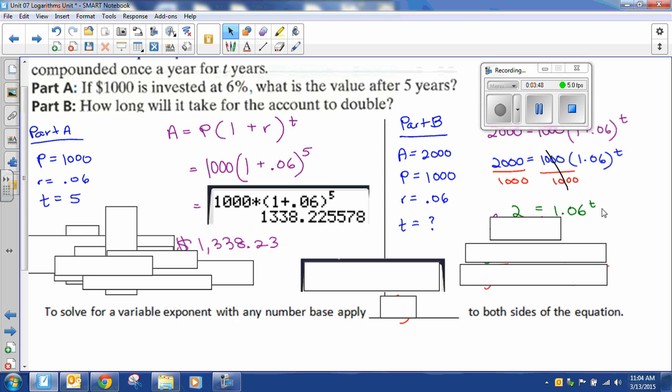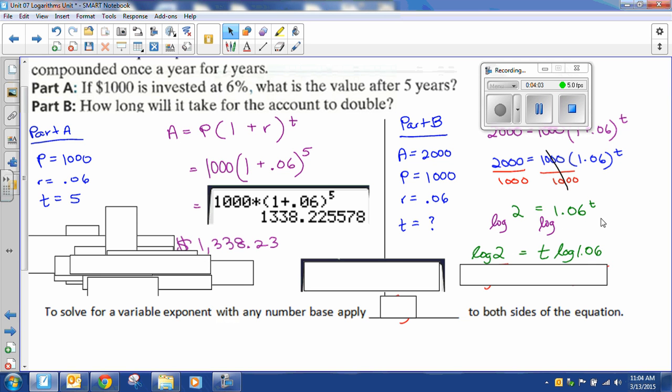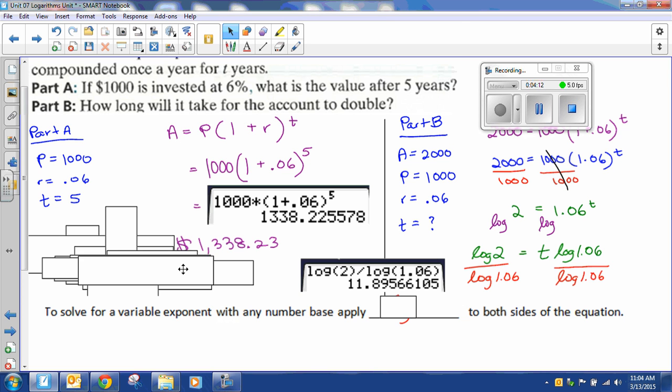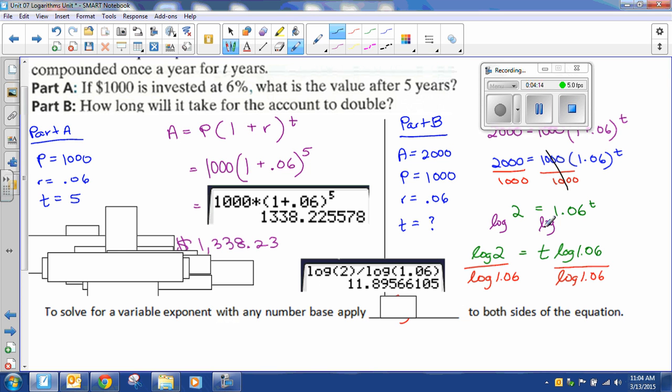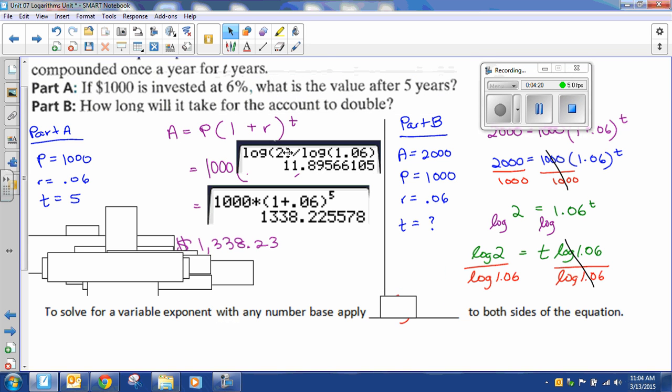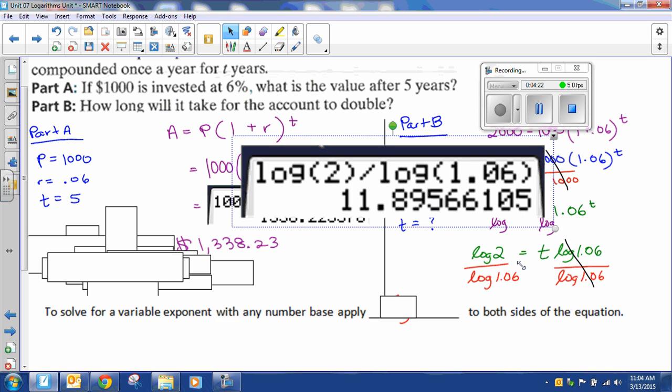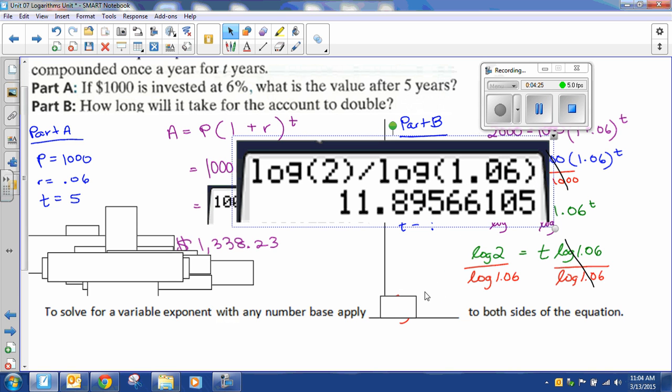Now, how do we isolate t? How do we undo exponentiation? Well, we use logarithm. So log of 2 equals log of 1.06 to the t, and this t comes down because of the property of logs. So we have log of 2 equals t log 1.06. Divide both sides by log of 1.06. This cancels out, and what we put in the calculator is log of 2 divided by log of 1.06. And here's our answer, about 12 years.